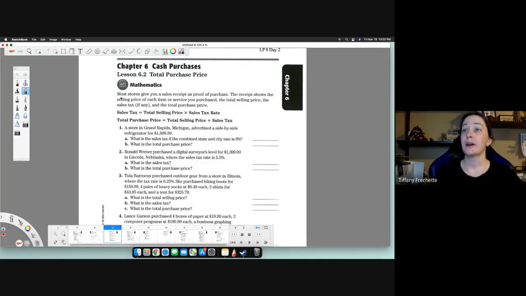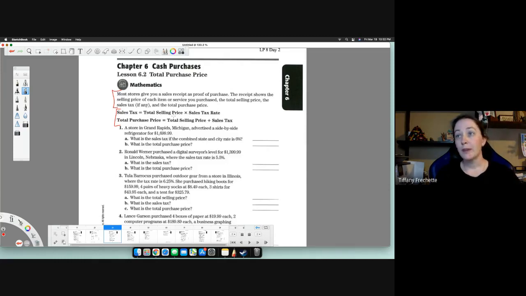All right, so let's go ahead and read this little summary here for section 2. Most stores give you a sales receipt as proof of purchase. The receipt shows the selling price of each item or service you purchased, the total selling price, the sales tax, if any, and the total purchase price. So sales tax, again, we went over how to calculate it in section 1. It's just the total selling price times the sales tax rate.